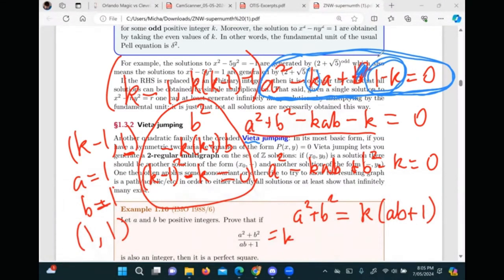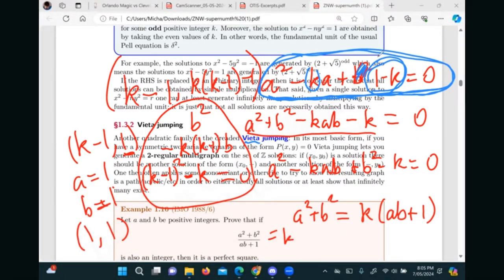Okay, so basically we're trying to get to different solutions, and we're trying to find some kind of degenerating feature of this. I feel like it's all good. Wait, what happened?